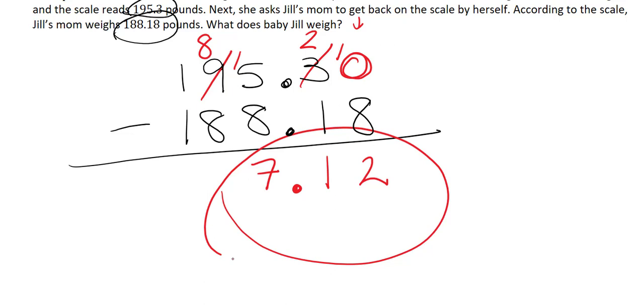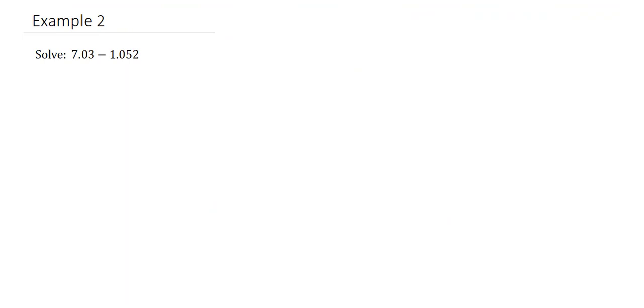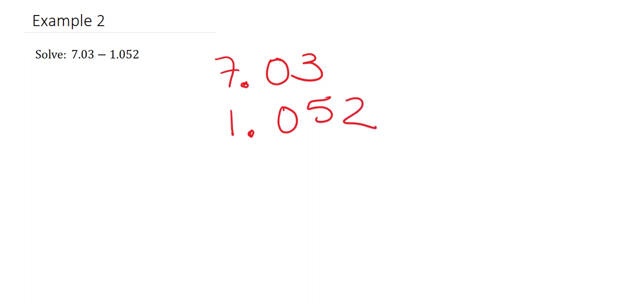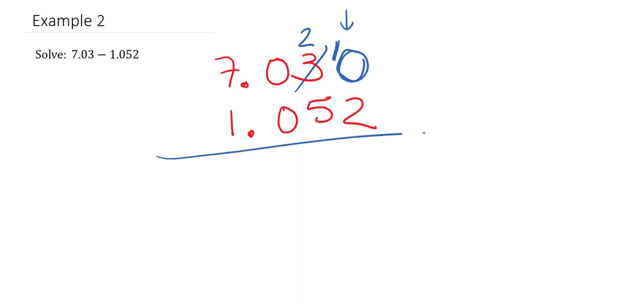Now let's go ahead and look at the next example. Example 2, we're going to solve for the following. So we're going to make sure we line up our decimals. So we put 1.052. Add a 0 right there, and we begin to subtract. We start on the far right. 0 minus 2 can't be done. We borrow. So we have 3 minus 1, so that's a 2. Then we have a whole 10 we're borrowing, so 10 minus 2 is 8.